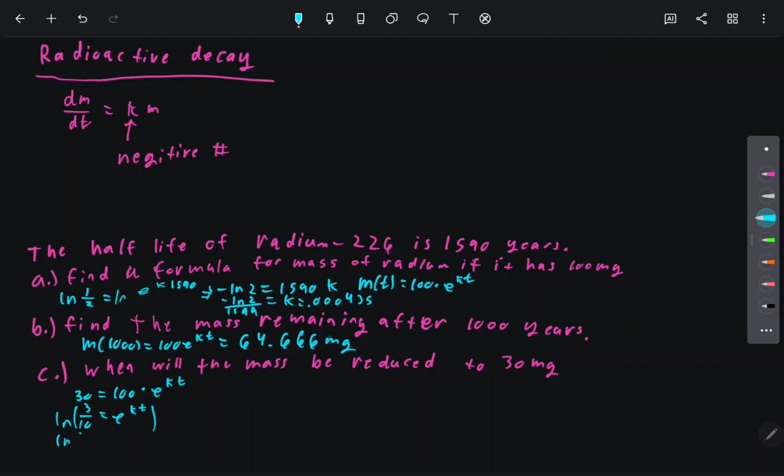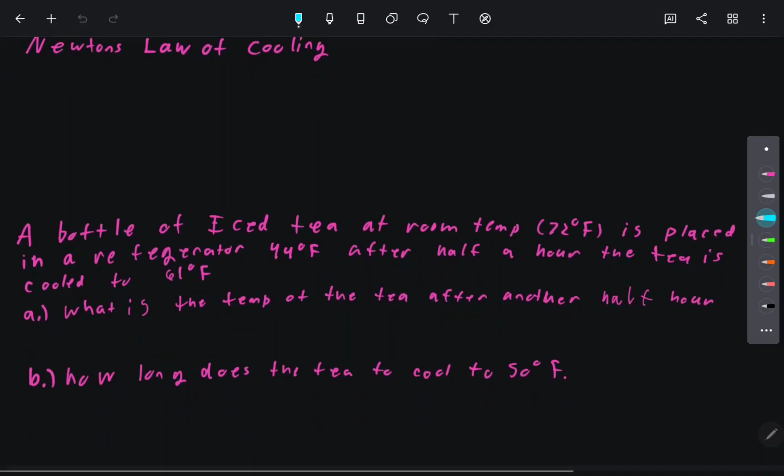So we get the natural log of 3 over 10 is equal to kt. Remember, this k is an actual number we know, so we get the natural log of 3 over 10 divided by k is equal to t. Plug this into our calculator, and we will see that it will take 2,761 years for it to have a mass of 30 milligrams.